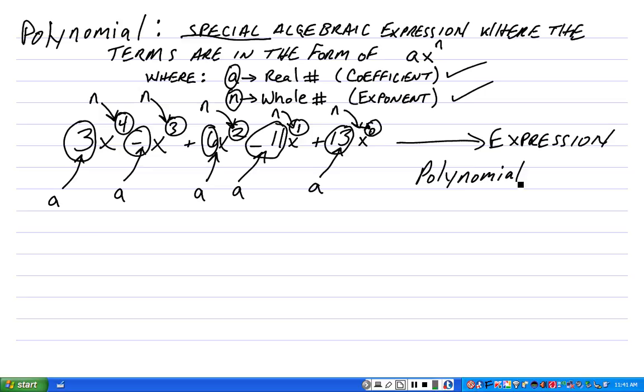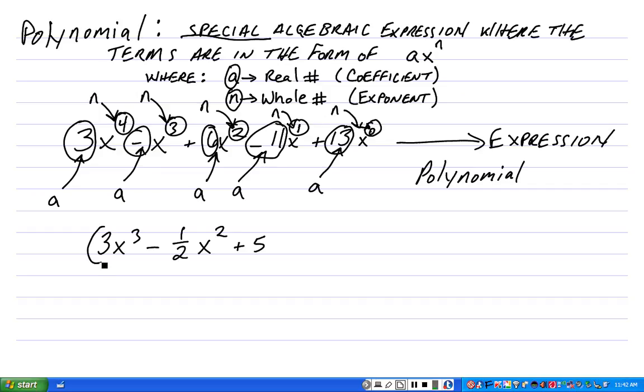Let's look at another. Let's say we have 3x to the third minus 1/2 x squared plus 5. Okay, we want to ask, is this a polynomial? We know it's an expression, but is it a polynomial? Well, once again, we have to look at all of the a's, which are the coefficients. We have to check all the a's, which are the coefficients.